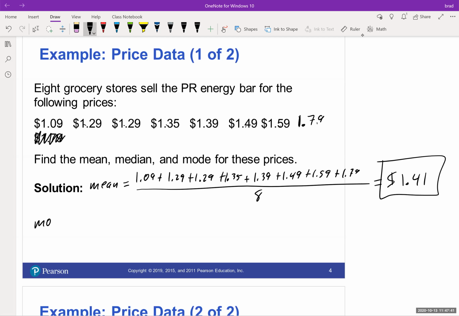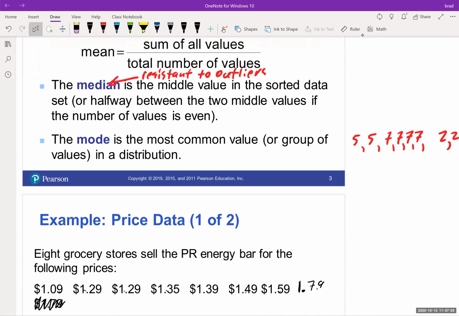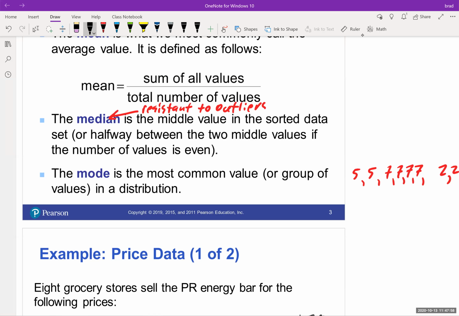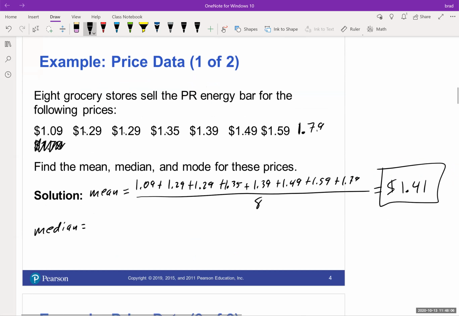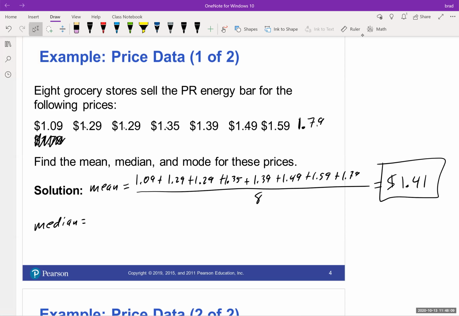Now the median, not the mode, is the center data value. The median is the value that's right smack dab in the middle, okay? Now the problem is there is an even number of values. The median is the middle value in a sorted data set, sorted meaning that you put them in order from smallest to biggest, or halfway between the two middle values if the number of values is even. Unfortunately, because there are 8 values, the number of values is even. So here's 1, here's 2, here's 3, here's 4, here's 5, here's 6, here's 7, and here's 8.